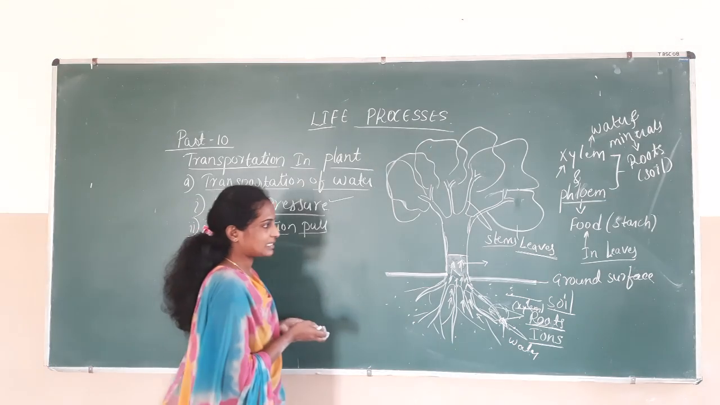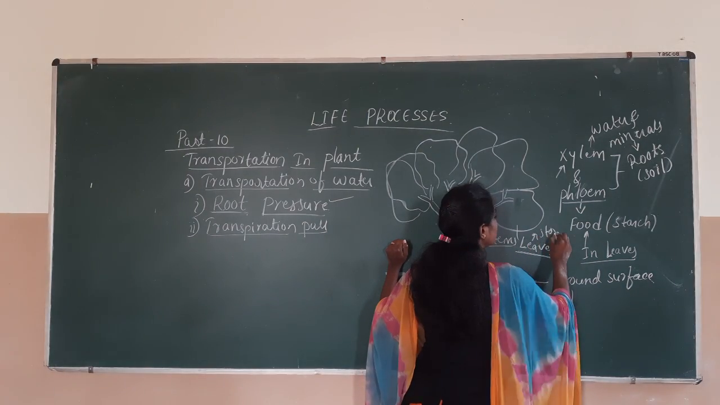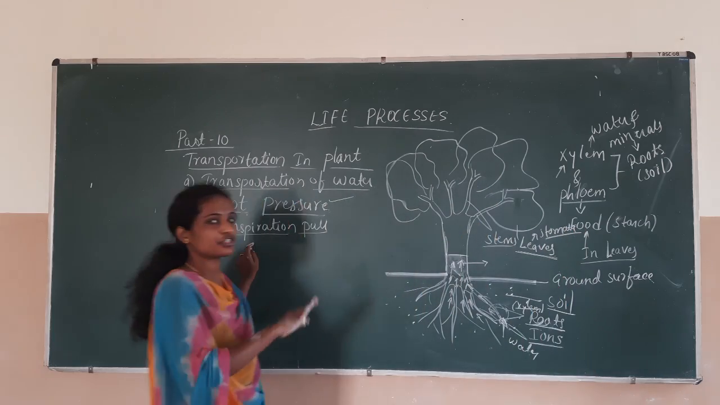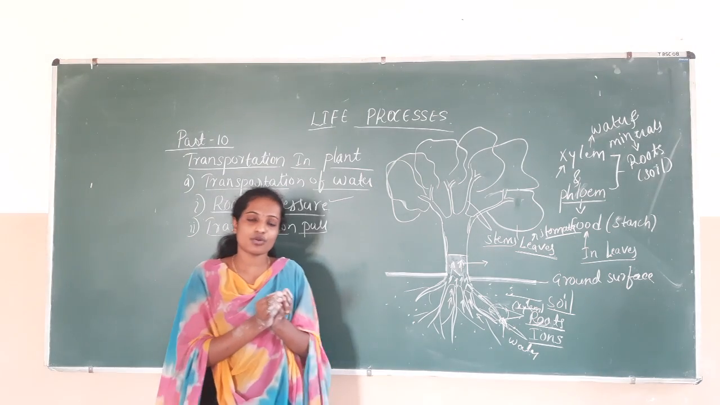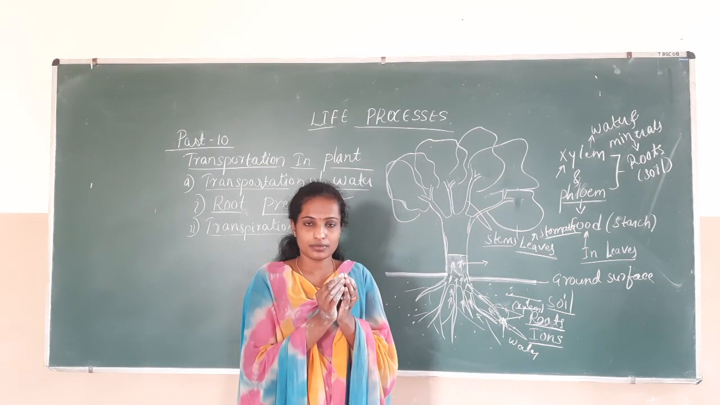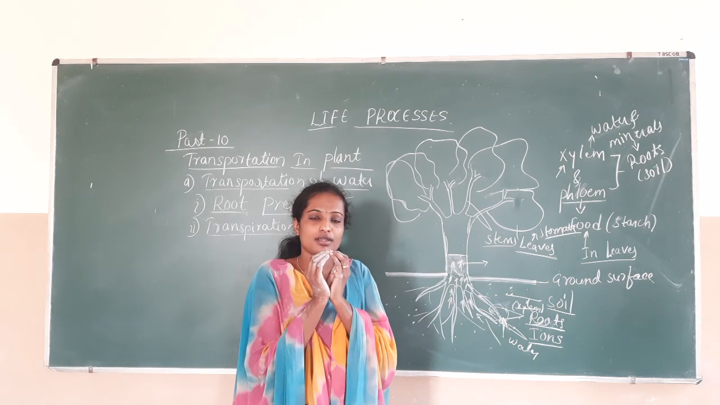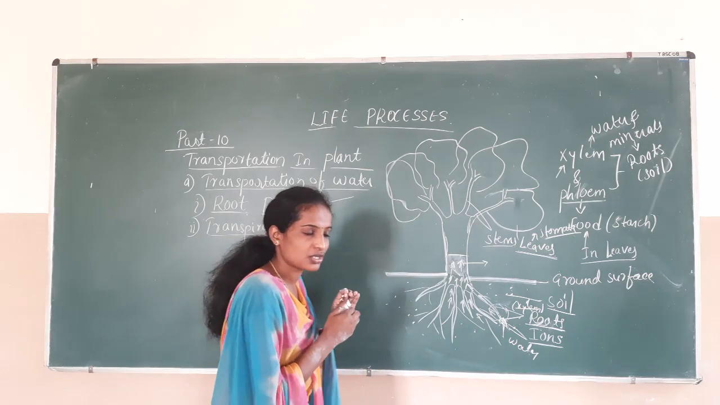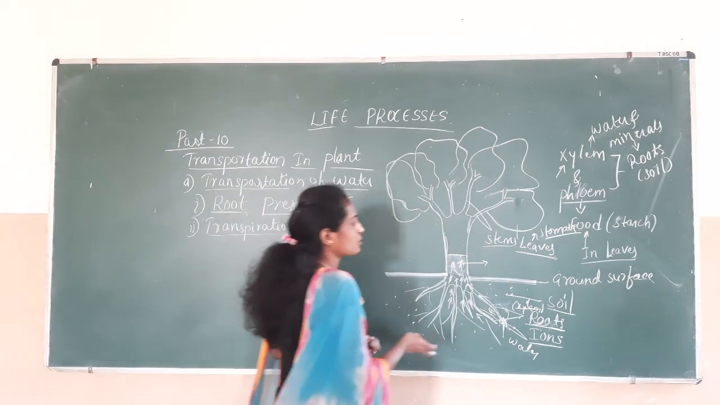So what happens in higher plants? The leaves have stomata. These stomata are responsible for transpiration, which means the loss of water. Whenever the guard cells of such stomata are open or turgid, they open the stomatal aperture or stomatal pore. Through the stomatal pore, gas exchange also takes place and the loss of water takes place.